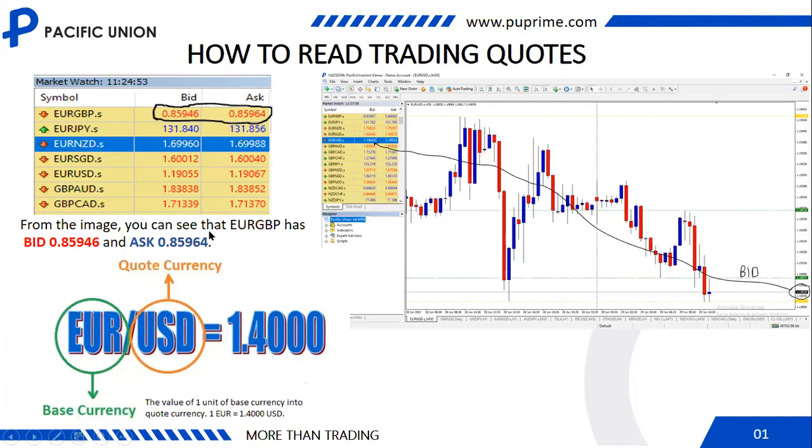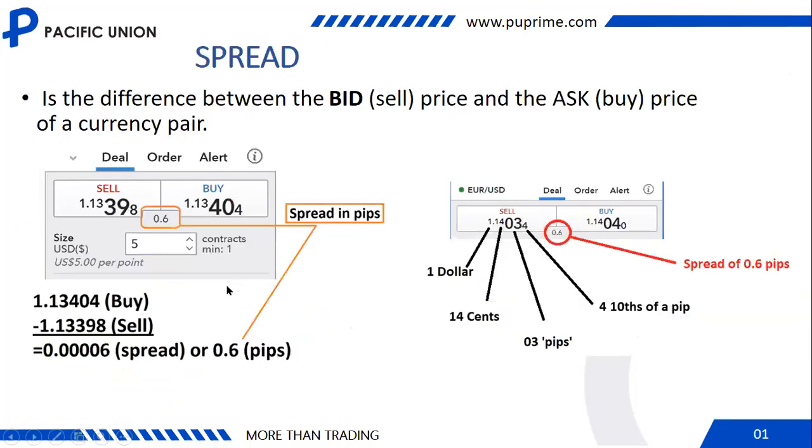Now, from the image below, you can see that EURGBP has a bid price of 0.85946 and an ask price of 0.85964. So it means that if you want to sell euro, the price at which your trade is going to be triggered, if you are clicking on sell, is the bid price. And if you want to buy EURGBP, the price at which your trade is going to be triggered is the ask price. So don't get it mixed up.